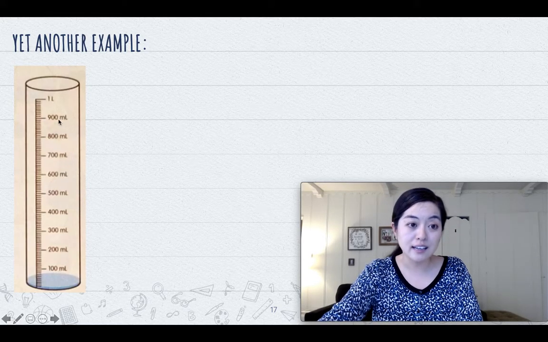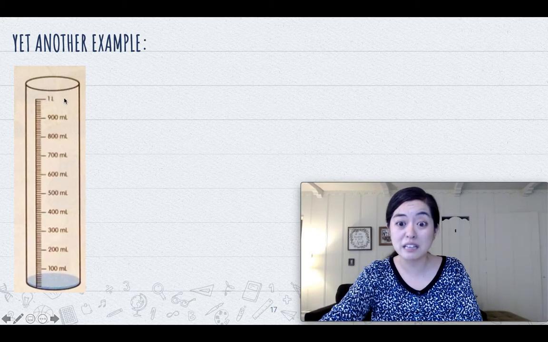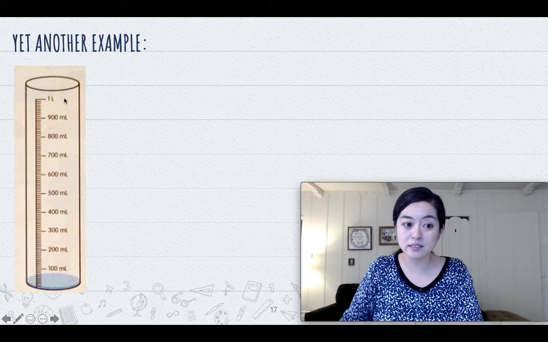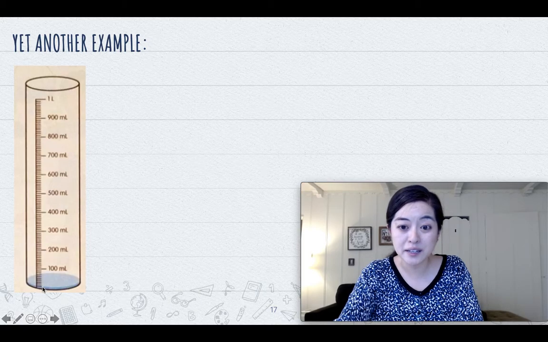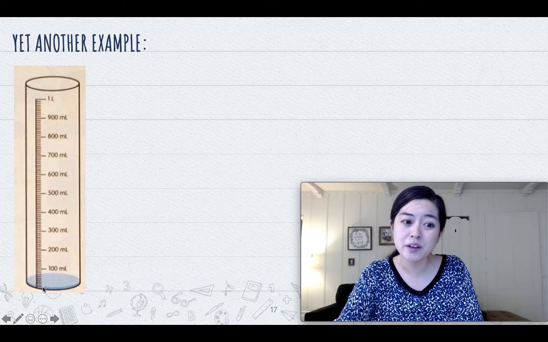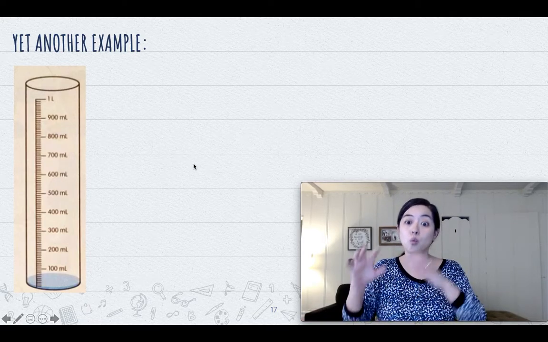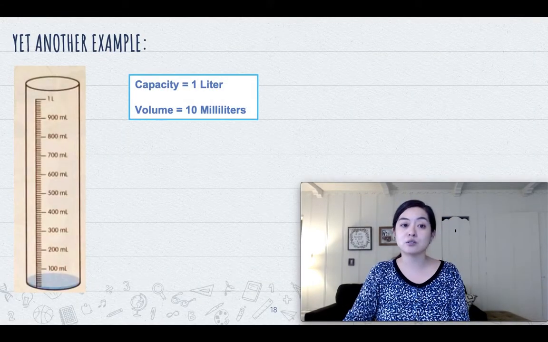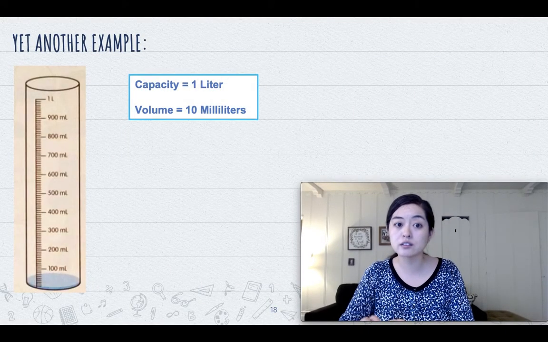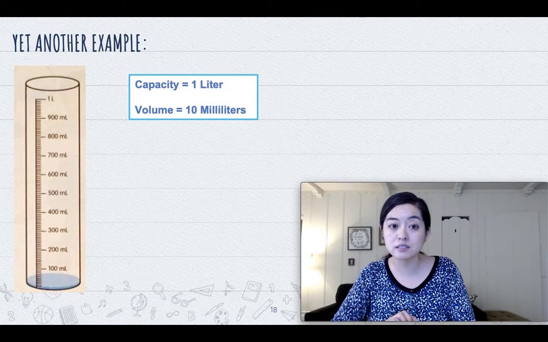The capacity is actually up to here. It's up to 1 liter. Okay, that's the capacity. You see how the liquid that they put in this graduated cylinder only comes up to here. Okay, that's not the capacity. That's the volume. Volume is the amount of liquid in a container but the capacity is the maximum amount the container can hold. Okay, so the capacity of this graduated cylinder is 1 liter. The volume in this graduated cylinder of water is 10 milliliters.